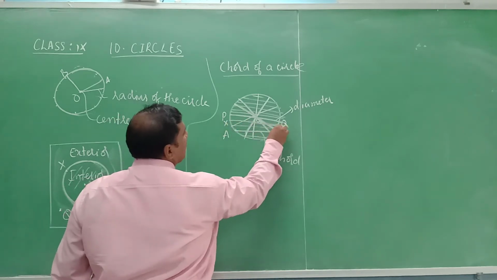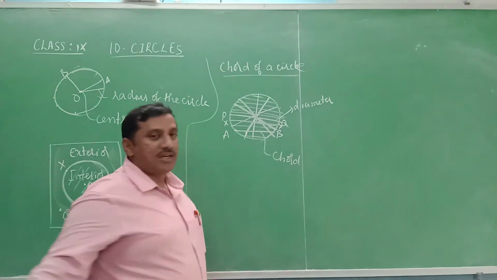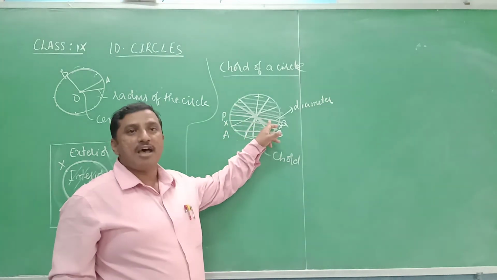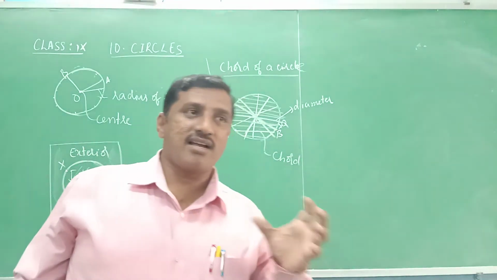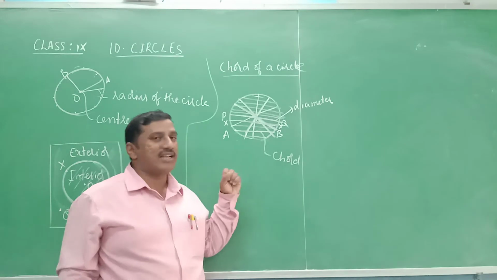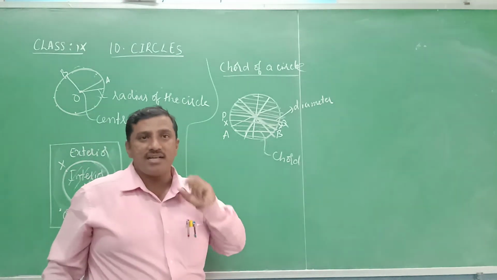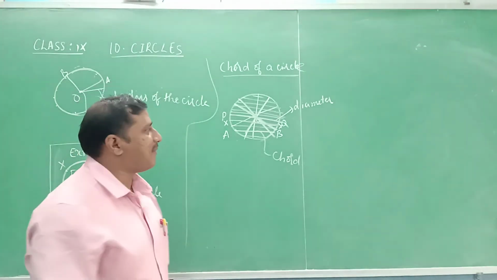XY, this is XY. So, if you observe their lengths, the chord which is passing through the center, that is diameter, is the longest chord. How can we define the diameter once again? The longest chord of the circle is known as diameter.